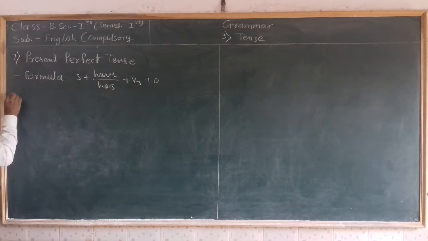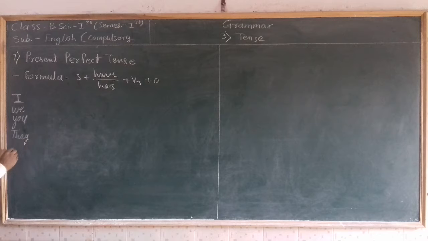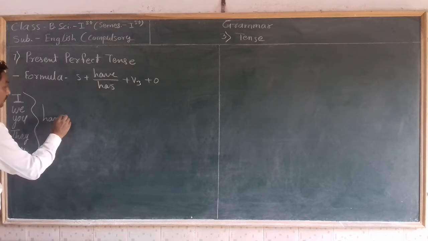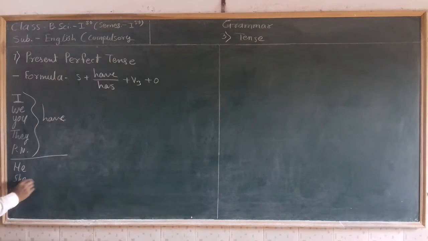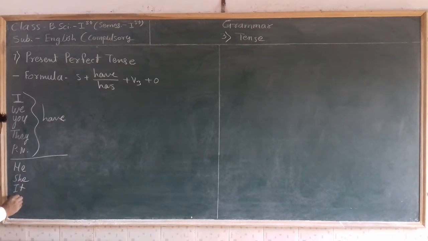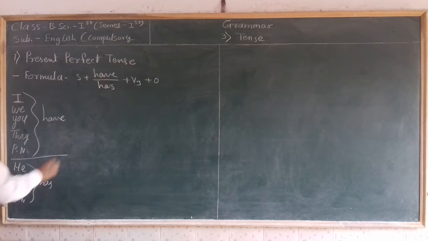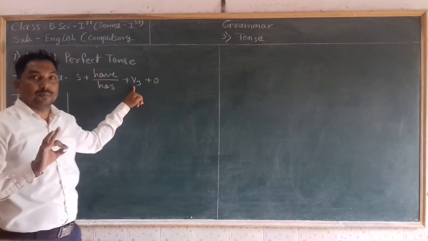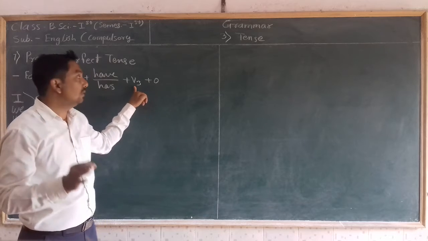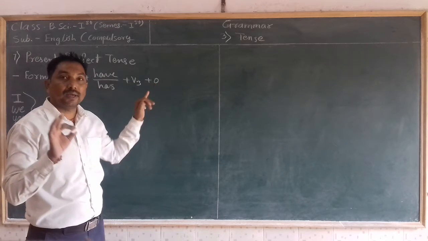If there is the subject I, we, you, they, or plural noun, then we can use have in front of it. And if there is a subject he, she, it, or singular noun, then we can use has in front of it. And after that we need to use V3. V3 is the third form of the verb or the past participle of the verb. And after that we can use any object.